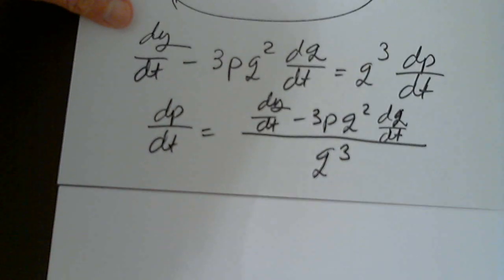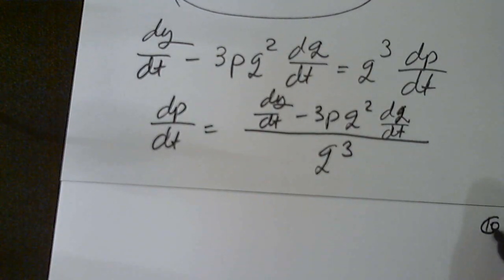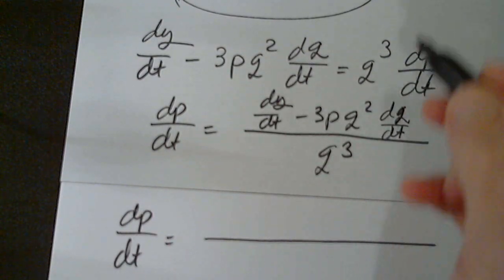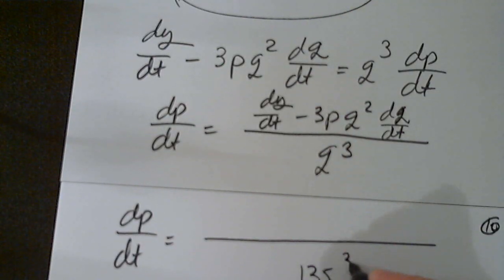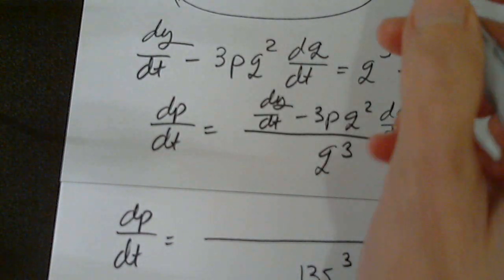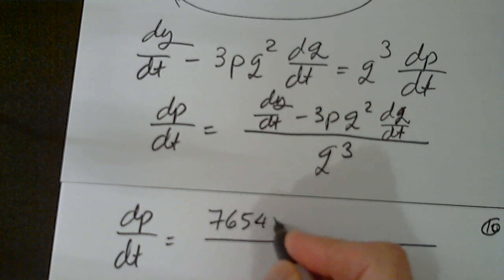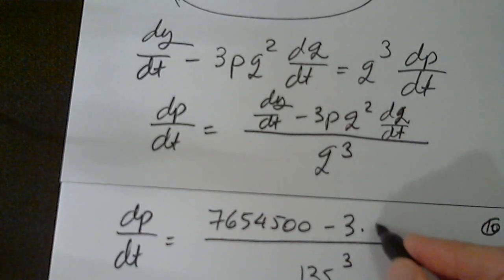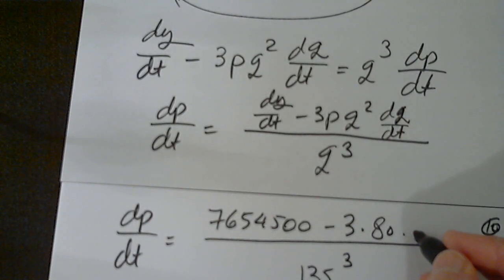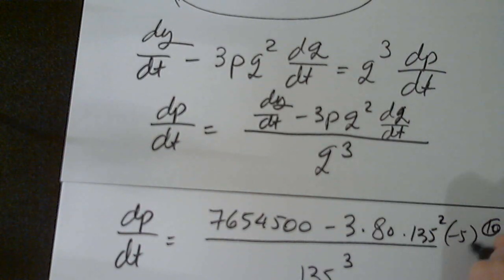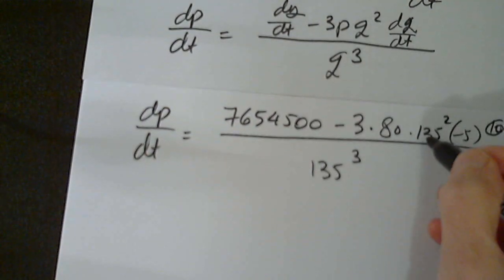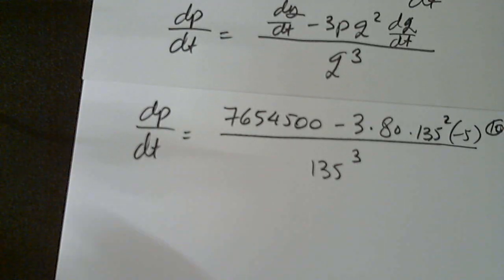Careful how you plug them in, especially when you put them in the graphing calculator. Q, 135 to the third, dy over dt, 7,654,500 minus 3p, 80, q again squared, 135 squared, and dq over dt, negative 5. Awful. Not that bad, but okay. So careful how you put it in.